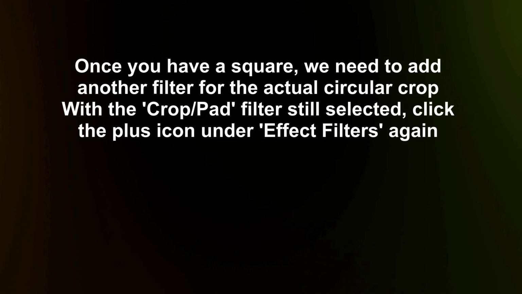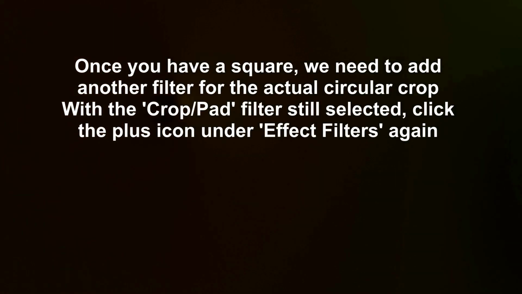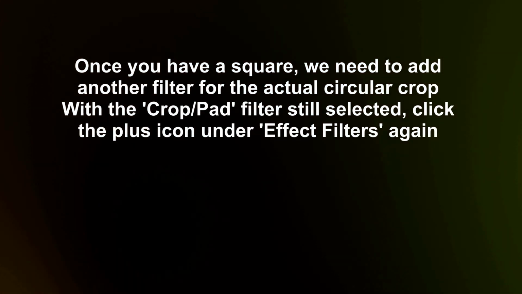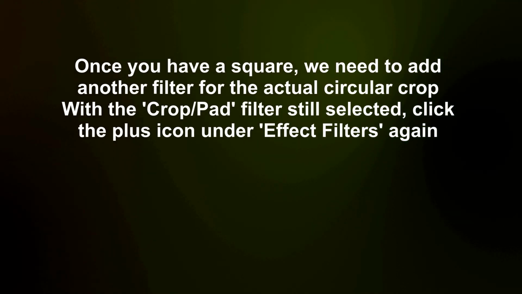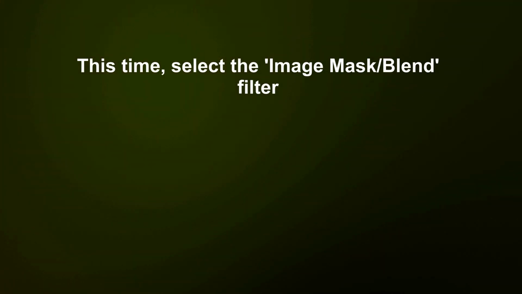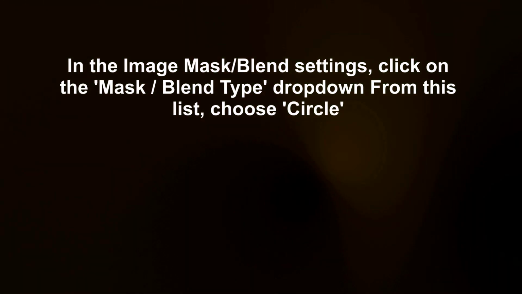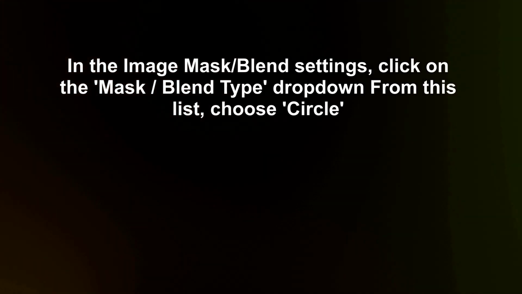Once you have a square, we need to add another filter for the actual circular crop. With the Crop Pad filter still selected, click the plus icon under Effect Filters again. This time, select the Image Mask Blend filter. In the Image Mask Blend settings, click on the Mask Blend Type drop-down and, from this list, choose Circle.